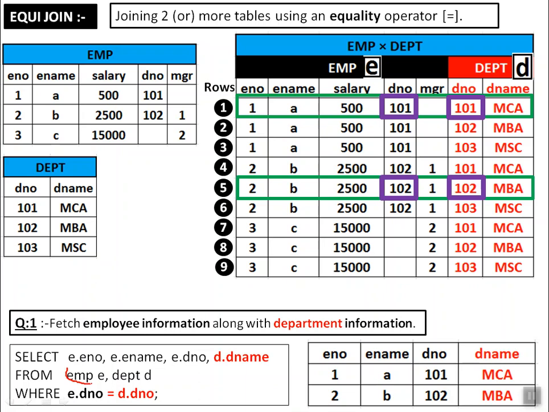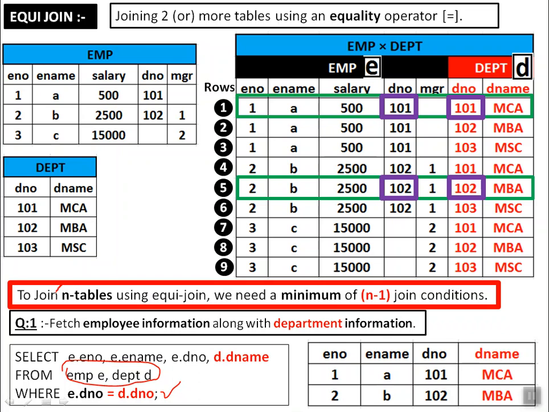Here you join two tables, that's why you used one condition. If you join 3 tables, minimum you have to use 2 conditions. If you join 10 tables, minimum 9 conditions. Maximum can be infinity, guys. So ultimately, to join n tables using equijoin, the minimum number of conditions must be n minus 1. That point you have to understand.